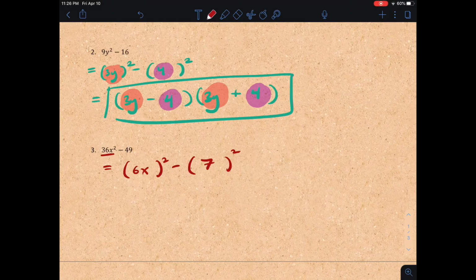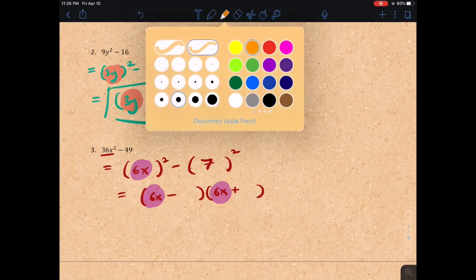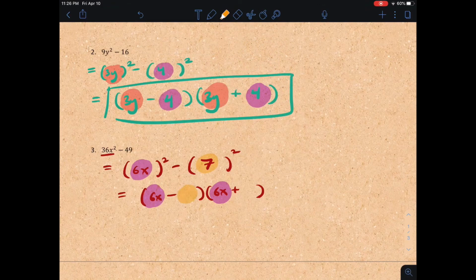And then from here, when you write down your final answer, it's going to be something minus something, something plus something, where I know that this 6x is going to go in the first position, right? It's the first term of each binomial. And then I know that this 7 that's being squared will be the second term of each binomial. And this is your final answer.